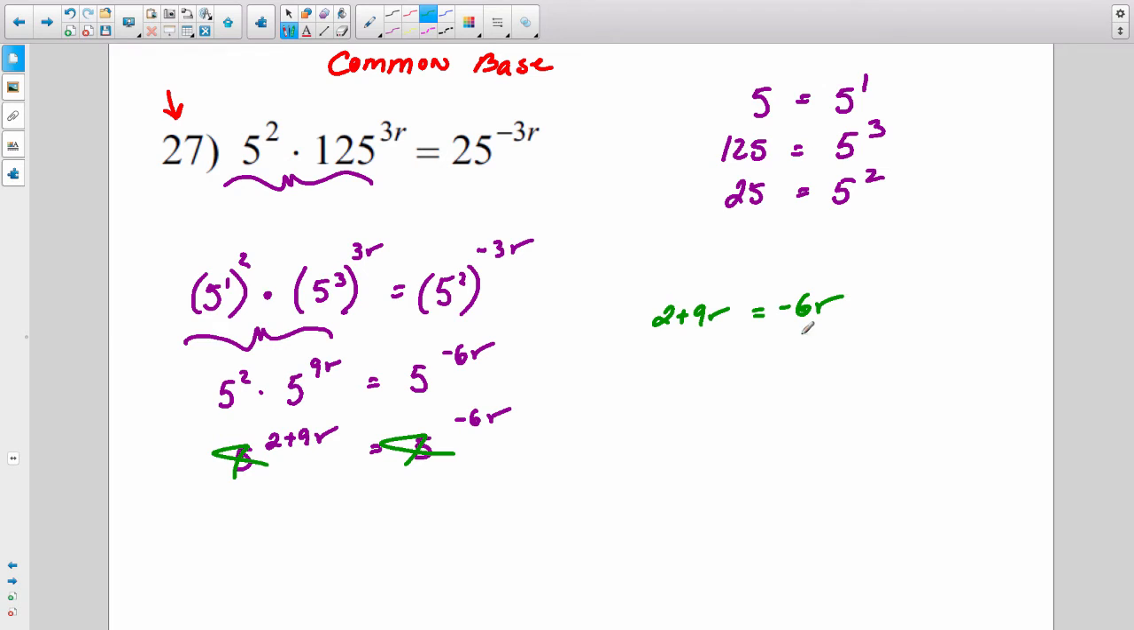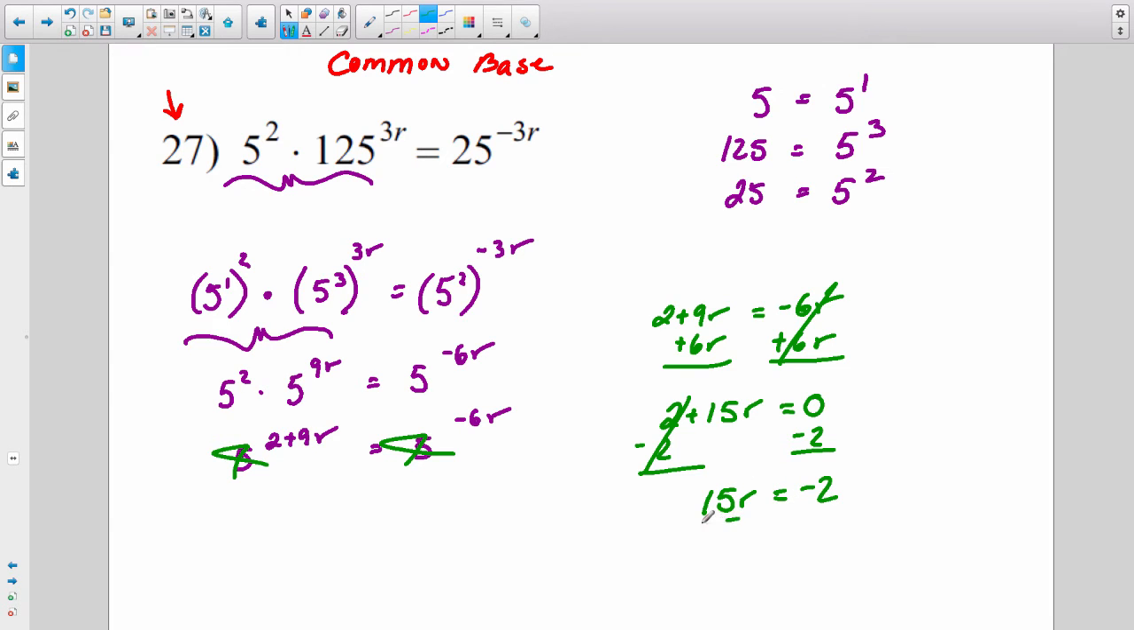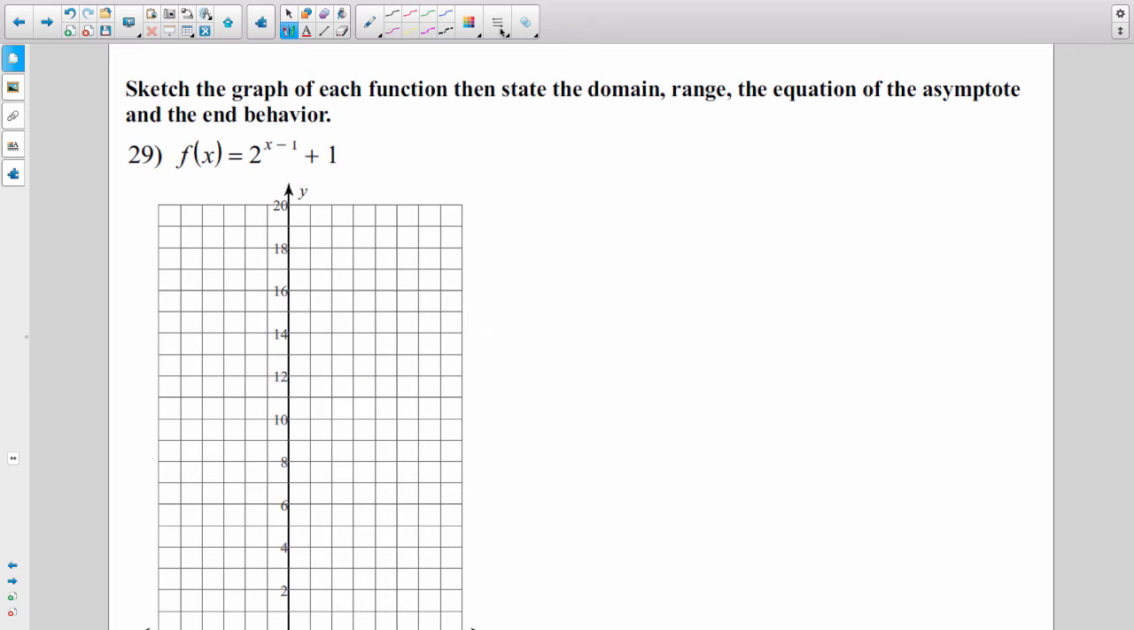So I'm a stickler for this positive stuff sometimes to my demise, but I'm going to add the 6r to both sides. So now I get 2 plus 15r equals 0. I'm going to send the number to the other side. So 15r is negative 2. Dividing by 15, r equals negative 2/15.